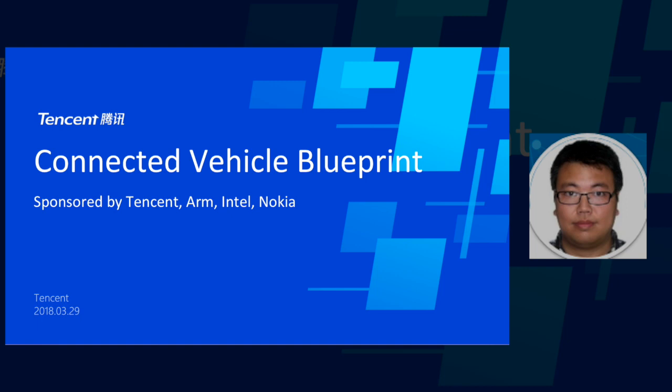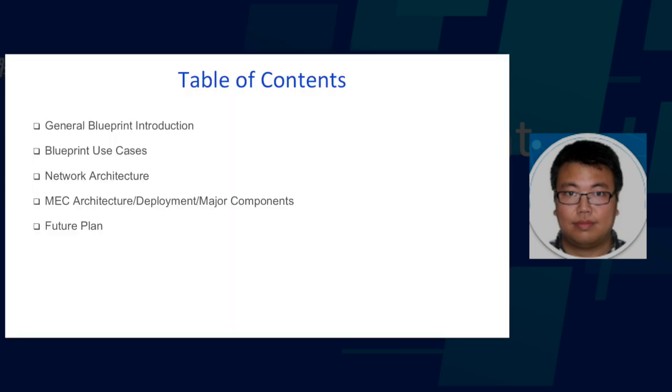You can see the table of contents here, and my presentation consists of the following parts. First, a general introduction to what a blueprint is, as well as the background. The second part will let you understand the use case for this blueprint and how we can use it. After you understand the use case, I will introduce the network architecture to let you understand how this blueprint is deployed in a network.